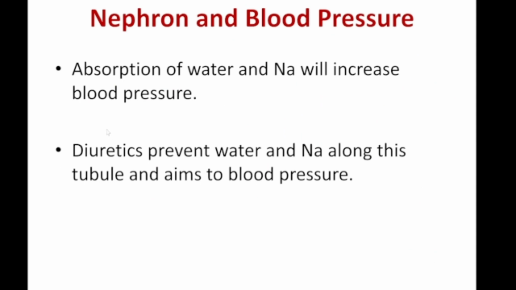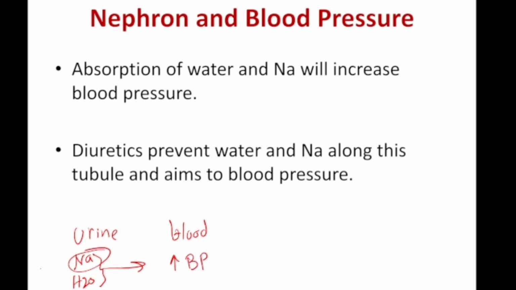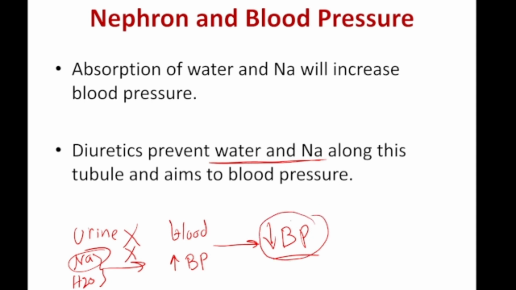Nephron and blood pressure: absorption of water and sodium will increase blood pressure. In the urine we have sodium and water, and this will be reabsorbed into the blood. The result will be increased blood pressure because of the sodium. Now when you prescribe a diuretic, it prevents absorption of water and sodium. What happens when you prevent absorption? The blood pressure will be decreased. So the purpose of using diuretics in patients with hypertension is to decrease blood pressure. The most popular medication used for hypertension from this group is thiazide.